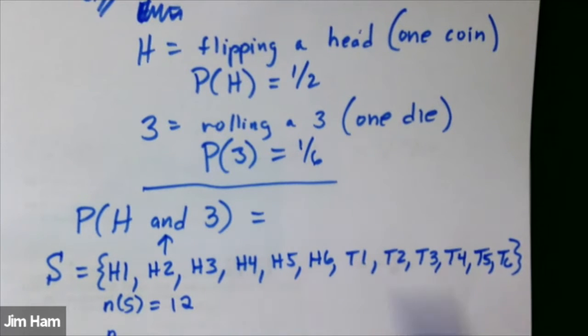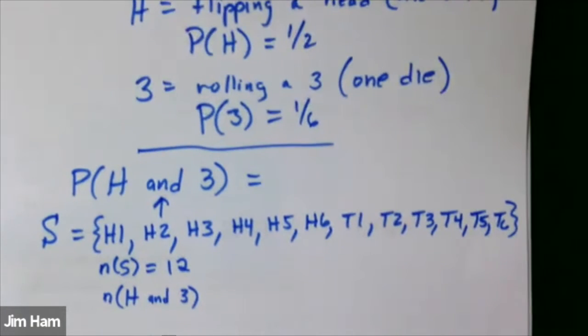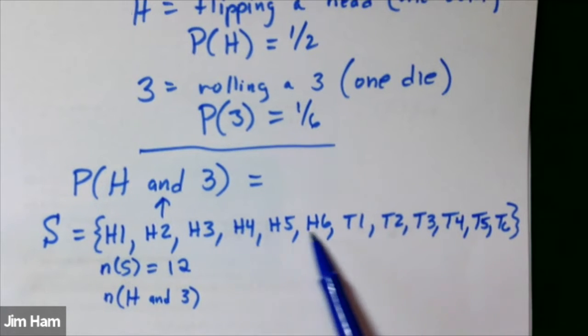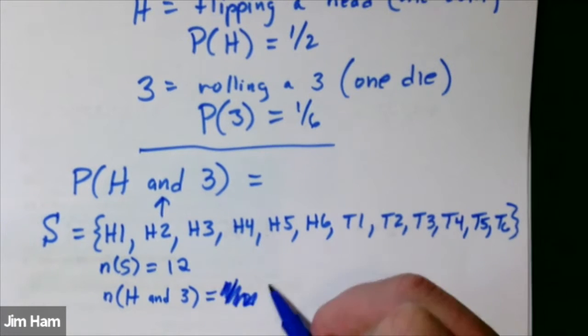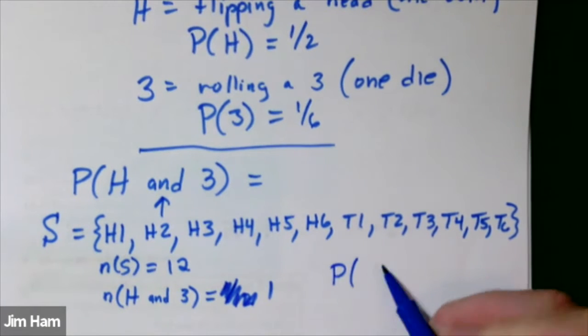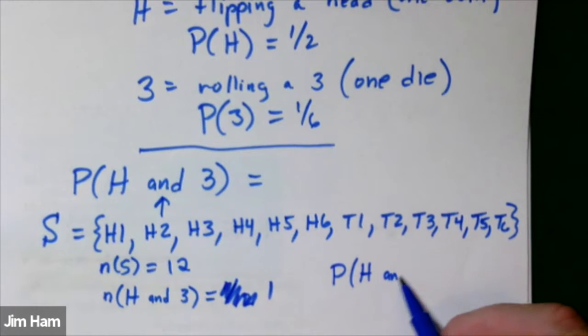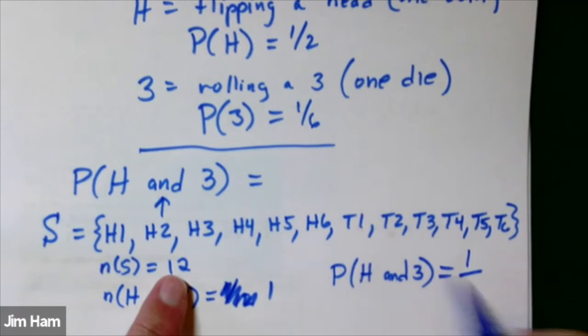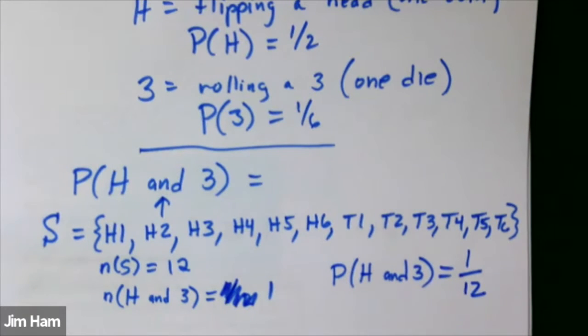How many of those 12 outcomes do we have both an H, a head, and a 3? Well, no, we can't count that one because that's a head, but it's a 1. Can't count that one. Oh, there's the one we want, a head and a 3. There are no other heads and 3s. So there's only one outcome in that entire 12. So the probability of head and 3 would be that one outcome divided by the 12 possibilities. So it's 1 in 12.